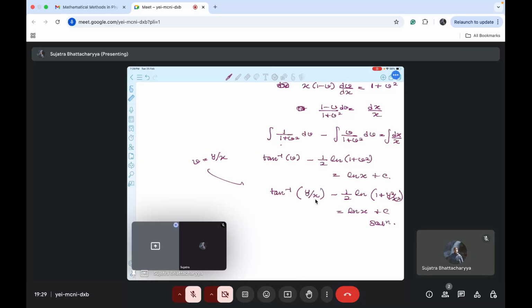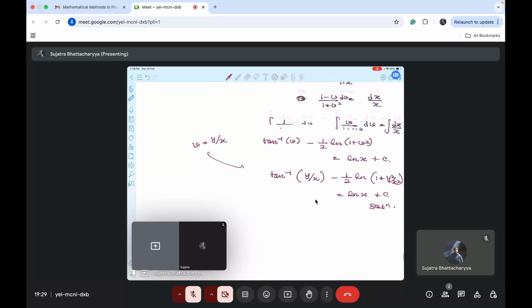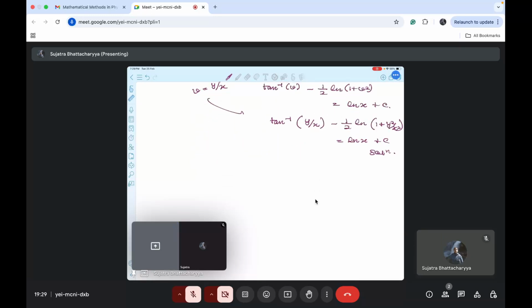Fine. We can go for another kind. It is a second order ordinary differential equation, but it can be solved using a linear first order differential equation. So this is another, third kind: solving a second order ODE and reducing it to first order.